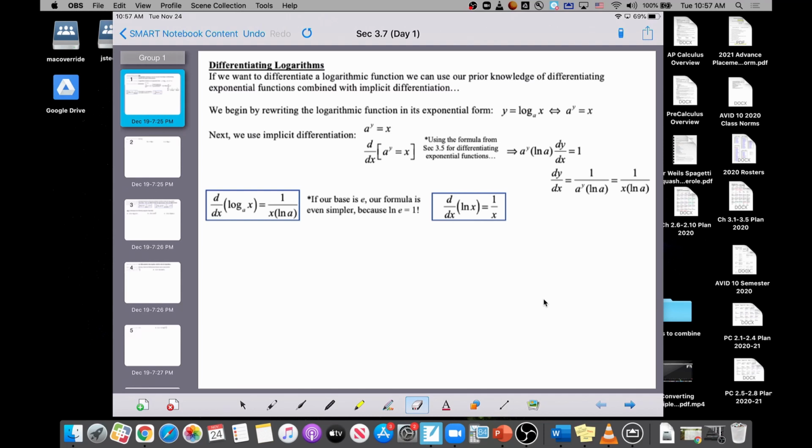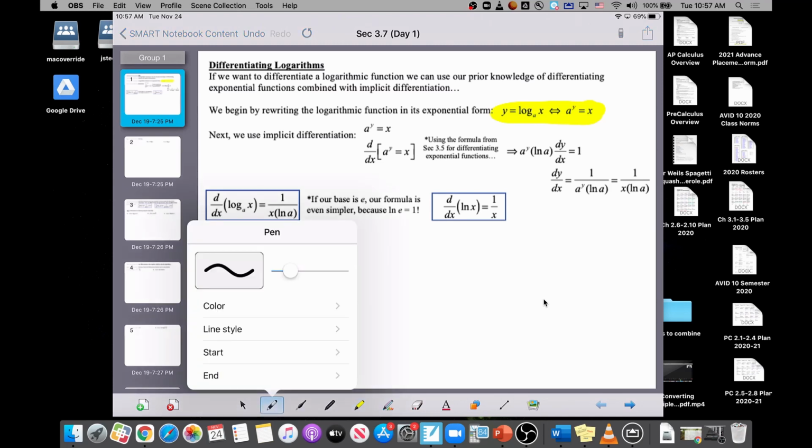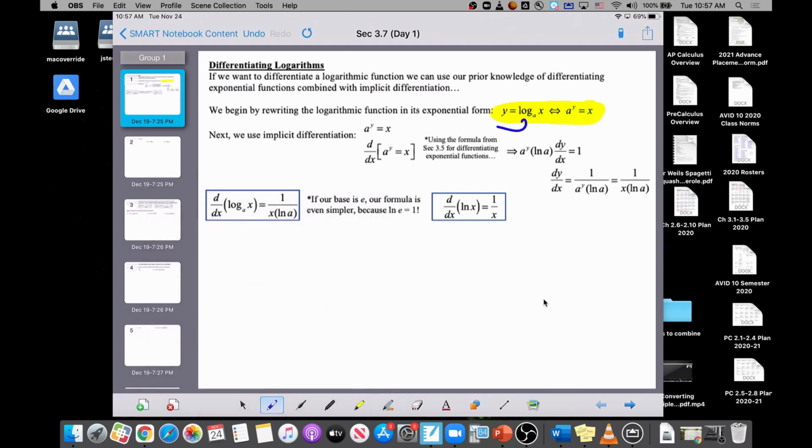So we begin by writing the log function in its exponential form. And again, what we're talking about right here, this is back to Algebra 2, just this relationship y equals log base a of x can be written as a to the y power equals x. So then we take that equation, a to the y equals x, and we're going to implicitly differentiate it. So d dx of the left and the right side.